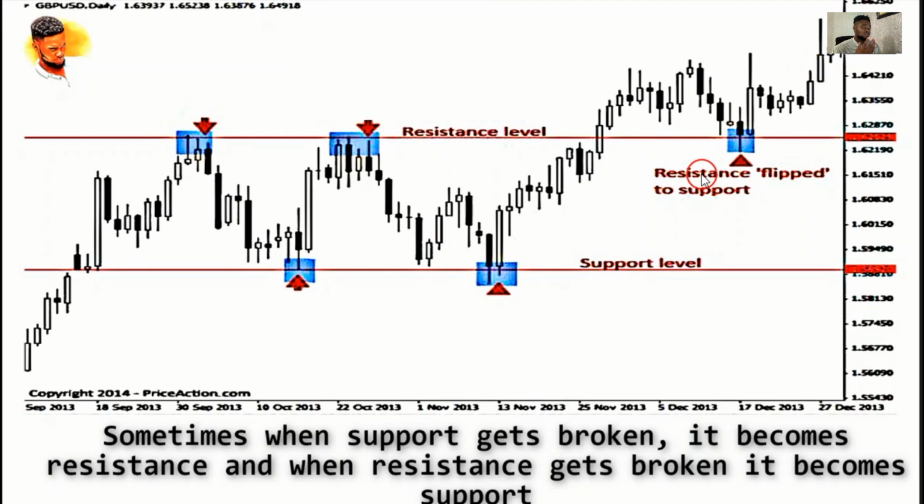So sometimes resistance breaks to form support. If there are so many sellers at this level, when it eventually gets broken, the sellers will turn to buyers to cover up the money they lost in their sells. So that's how the market works.